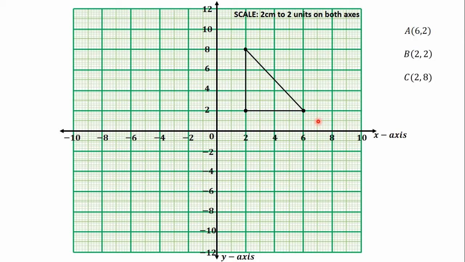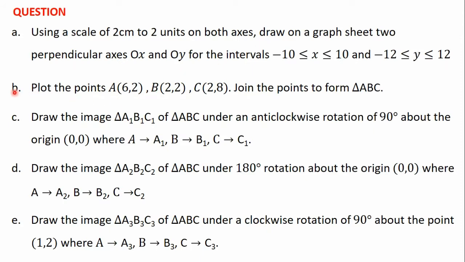Then we write the coordinates of each point against it. So here is point A with coordinates 6, 2. Here is point B with coordinates 2, 2. And here is point C with coordinates 2, 8. Now we are done with the B part. Let's move on to the C part.